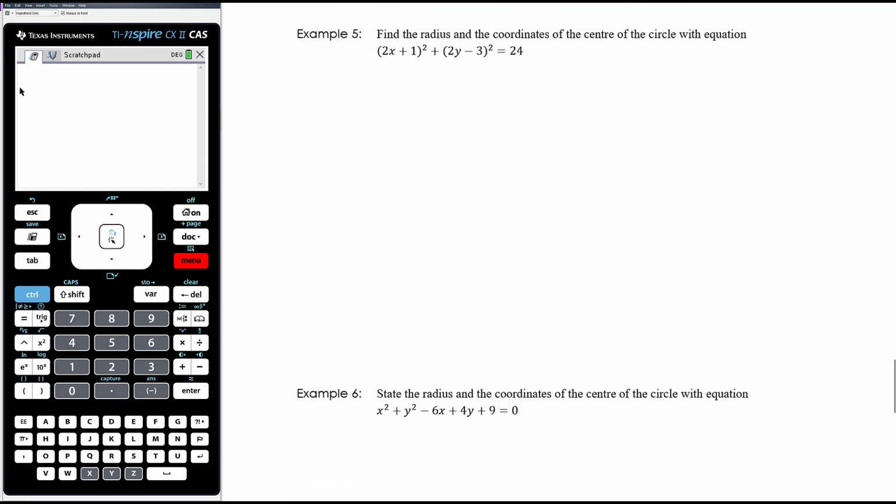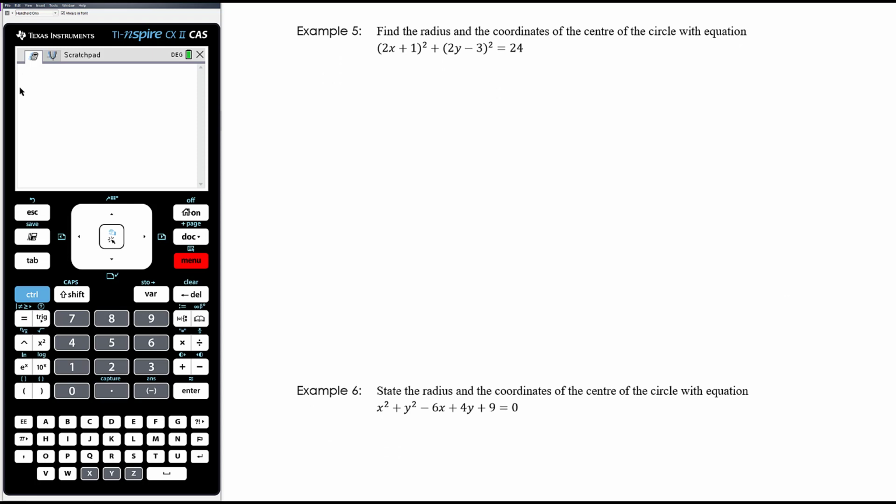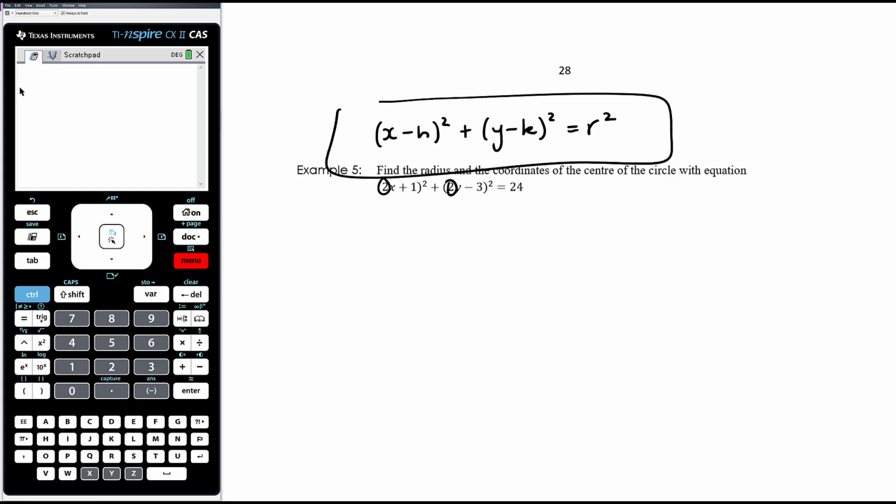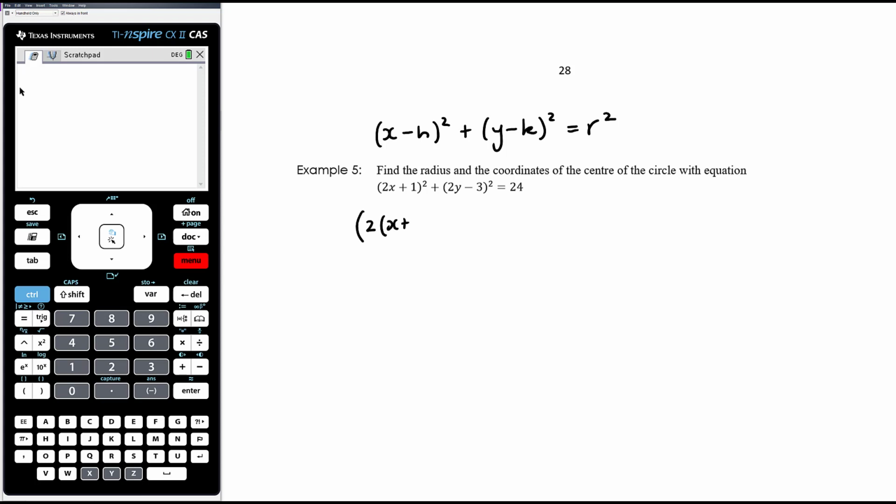Question 5. Find the radius and the coordinates of the centre of the circle with this equation. Okay, so this is a bit complicated because of what's happening in here. So our general equation for a circle is (x minus h) all squared plus (y minus k) all squared equals r squared. So the fact that we've got these 2's in here, they're a problem, and we need to manipulate the equation into this form before we can correctly identify centre and radius. So I'm going to factor 2 out of that, which makes for x plus a half. I'm going to also factor 2 out of that, which makes for y minus 3 on 2 equals 24.